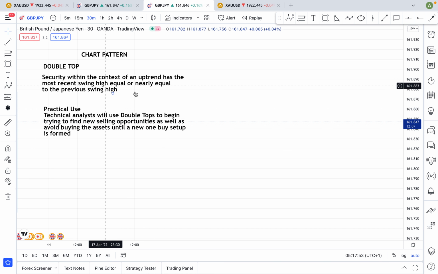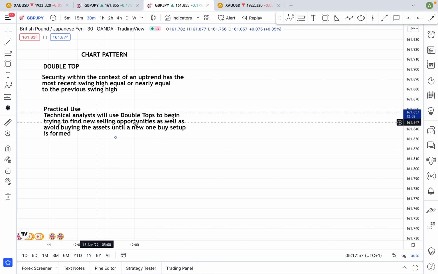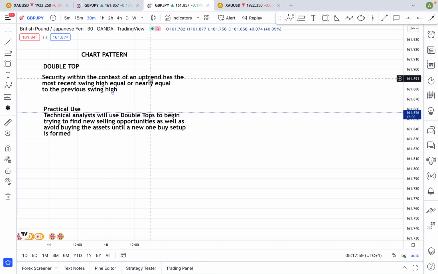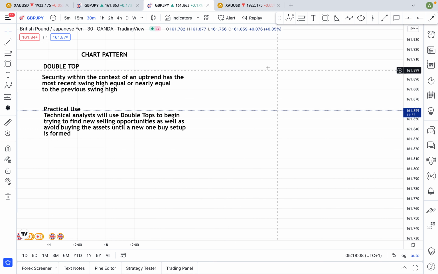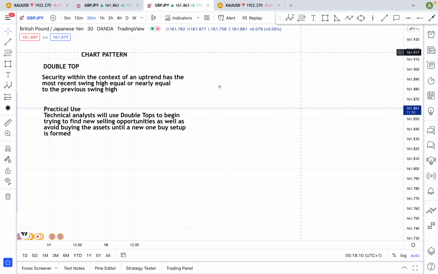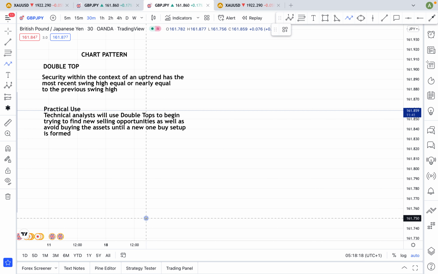Okay, so here we use it for selling opportunities, and then we actually go on an uptrend. You want to see at least the end of an uptrend, like the extreme end of an uptrend, before you can see this kind of opportunity. Okay, so let's take our pen and draw this out.